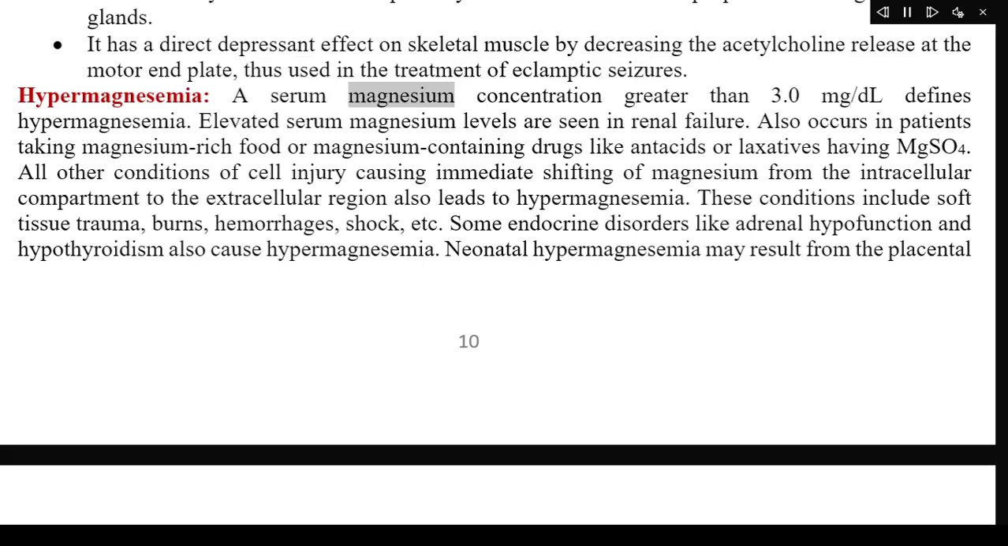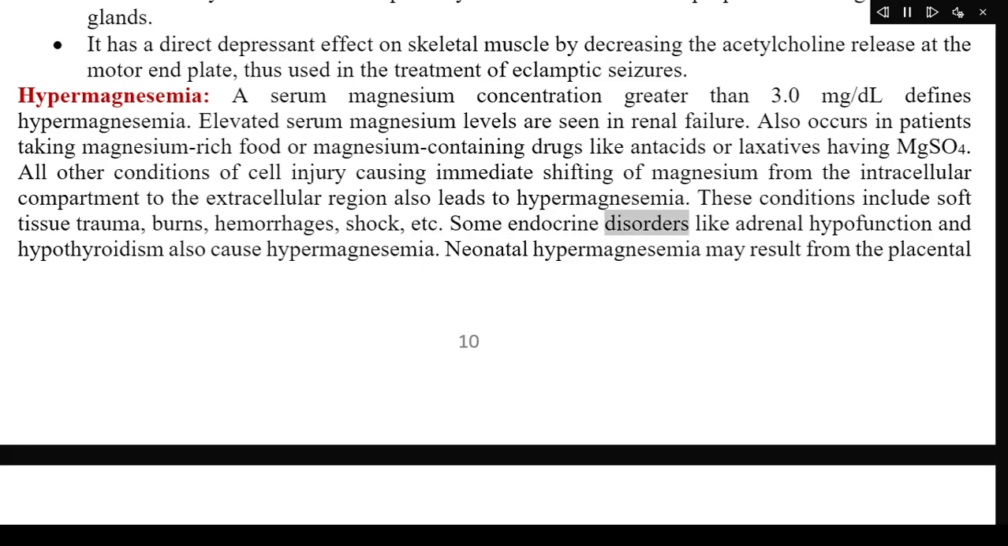Hypermagnesemia. A serum magnesium concentration greater than 3.0 mg/dl defines hypermagnesemia. Elevated serum magnesium levels are seen in renal failure. Also occurs in patients taking magnesium-rich food or magnesium-containing drugs like antacids or laxatives having MgSO4. All other conditions of cell injury causing immediate shifting of magnesium from the intracellular compartment to the extracellular region also lead to hypermagnesemia. These conditions include soft tissue trauma, burns, hemorrhages, shock, etc.